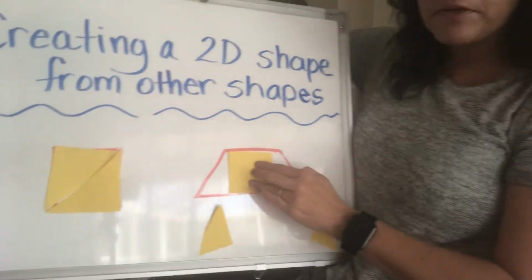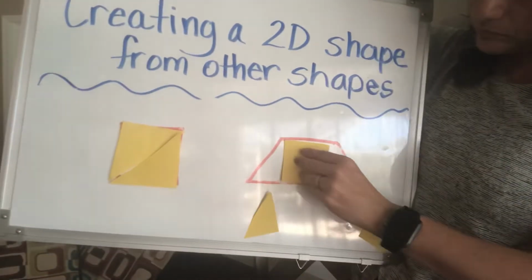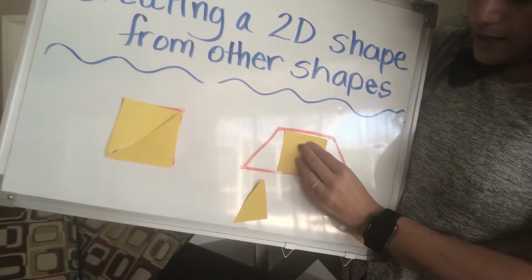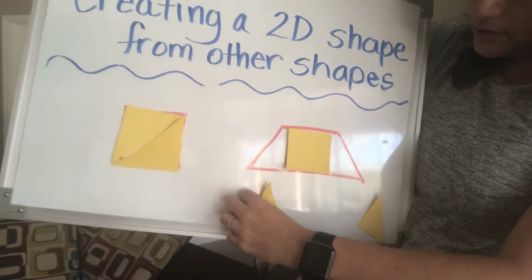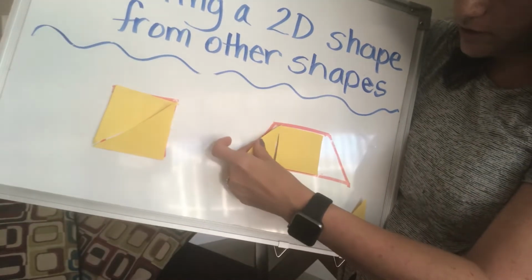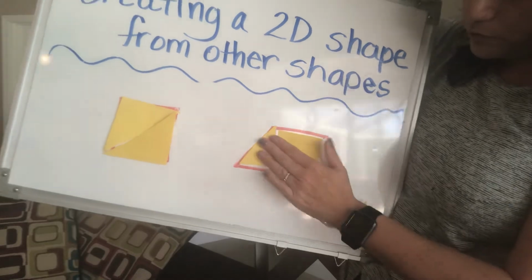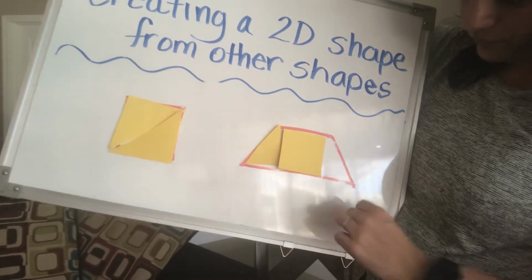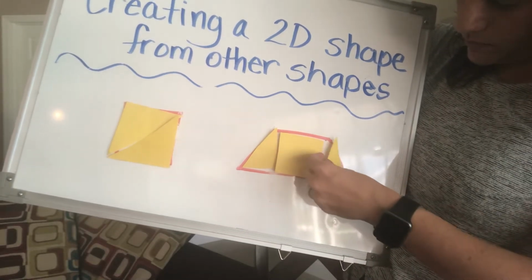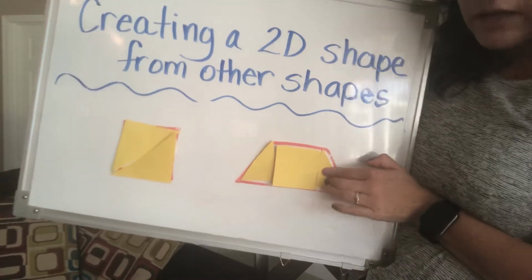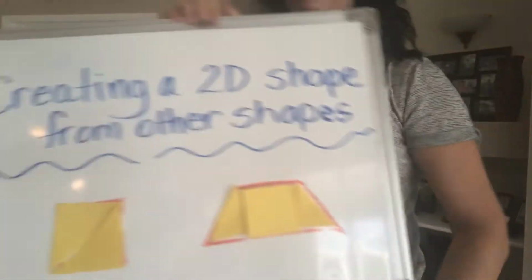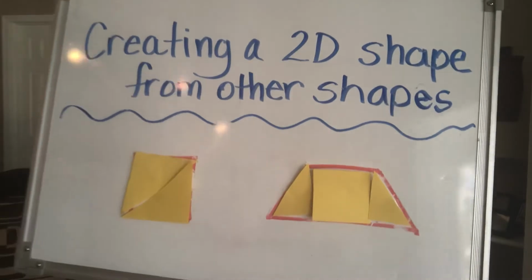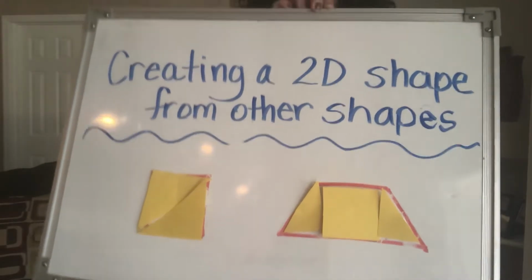Okay, if I put my square straight up in the middle, then my 2 triangles, let's see if we can get them to fit on the edges, on the sides. So there's one, and there's 2. And I just turned them and flipped them. Now look, I used 3 shapes there to create a trapezoid.